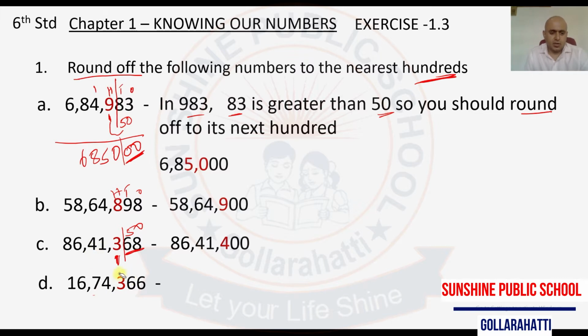And the next question is 16,74,366. We should look at the hundreds place and the tens place. It is more than 50, so you should add 1. This becomes 16,74,400. So this becomes 16,74,400. Okay, next question, let us see.